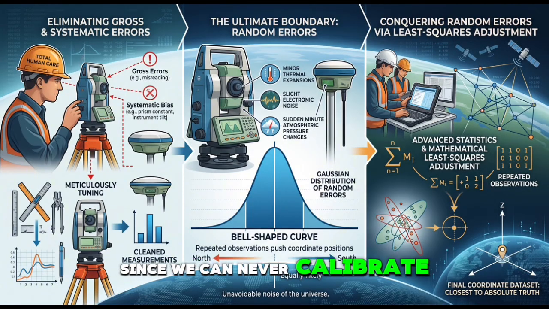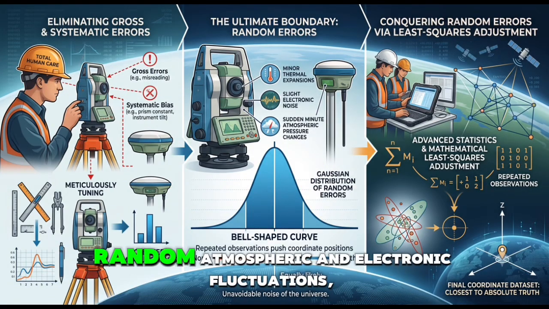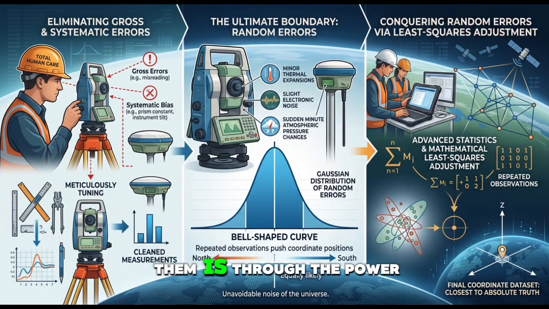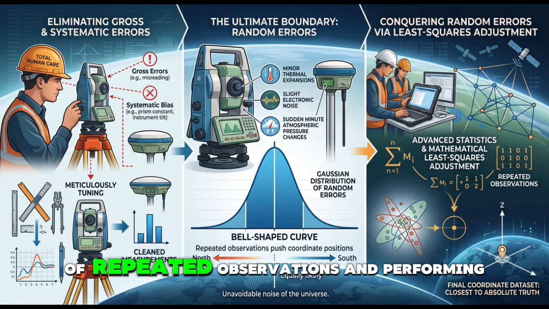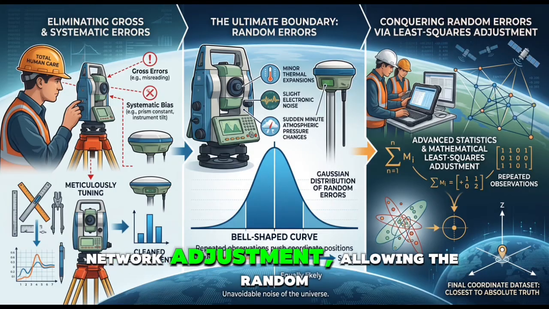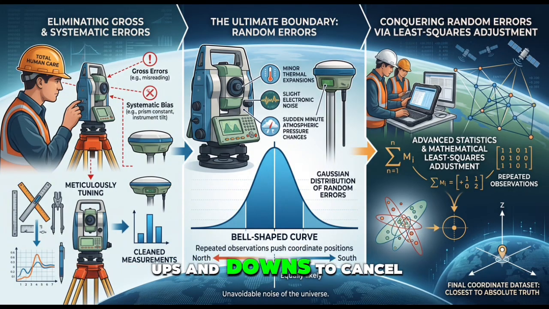Since we can never calibrate away these microscopic, random atmospheric and electronic fluctuations, the only way to conquer them is through the power of advanced statistics, by taking a large number of repeated observations and performing a mathematical least squares network adjustment, allowing the random ups and downs to cancel each other out, and leaving us with a final coordinate dataset that is as close to the absolute truth as humanly possible.